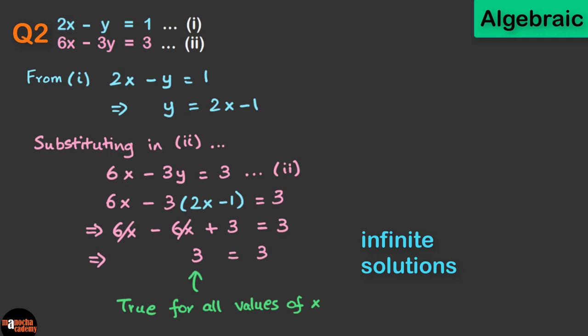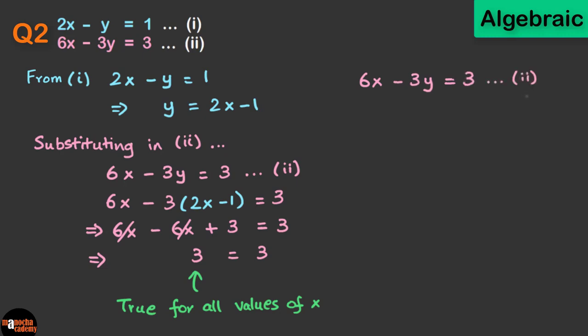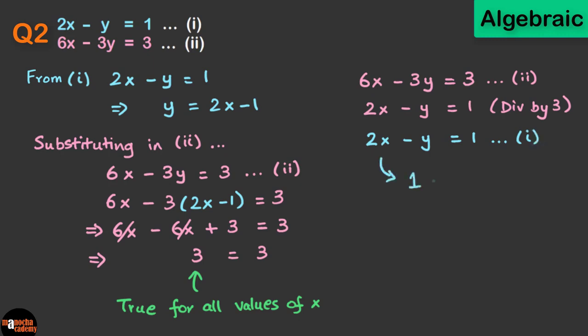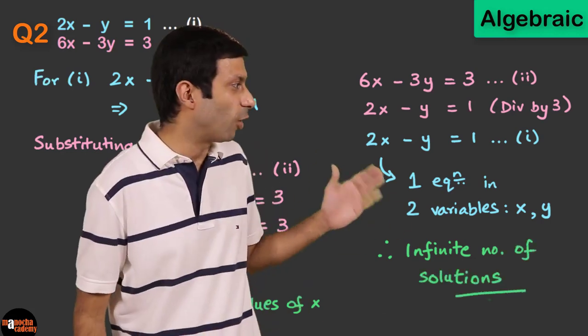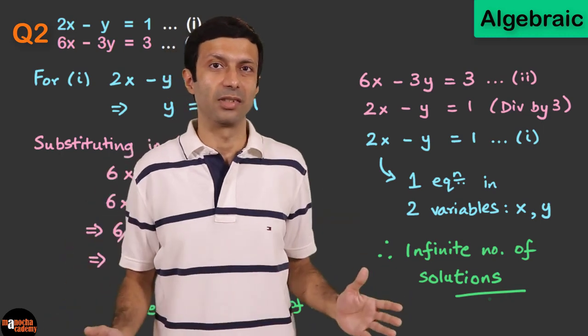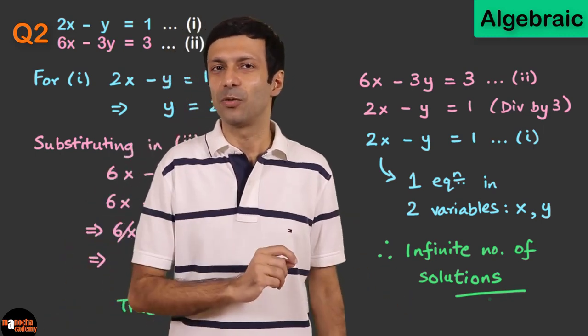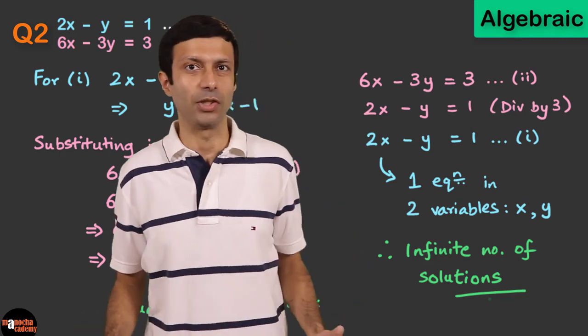Now let's analyze why. If you look carefully at the two equations, you'll notice that if you divide the second equation by 3, we actually end up with the first equation. The second equation is same as the first equation. So in this question, we really have only one equation but two variables, x and y. And if you have just one equation and two variables, you'll obviously get infinite number of solutions. As we saw here, we are getting infinite solutions. So many different values of x and y are satisfying the two equations.